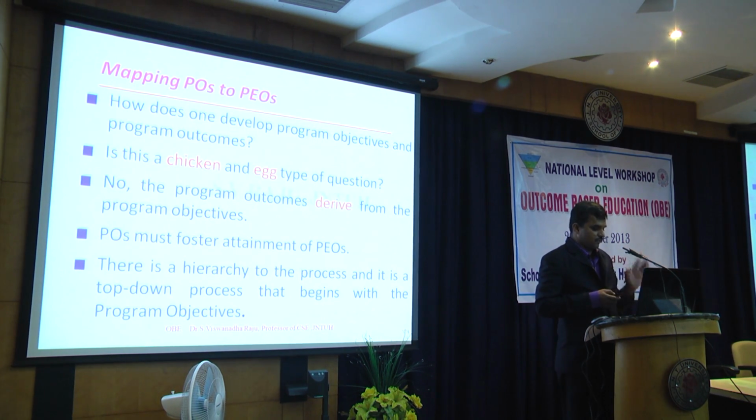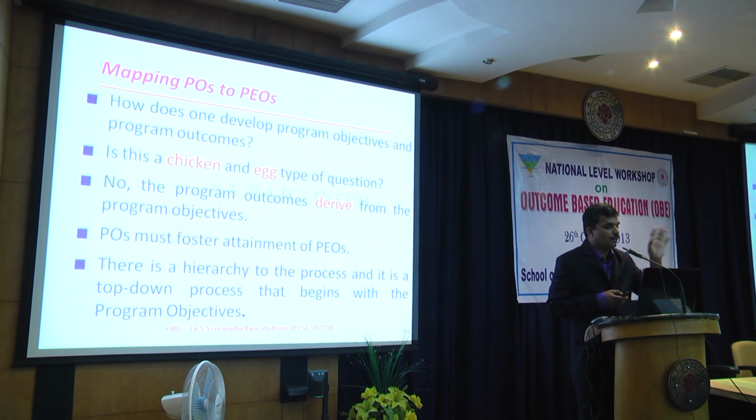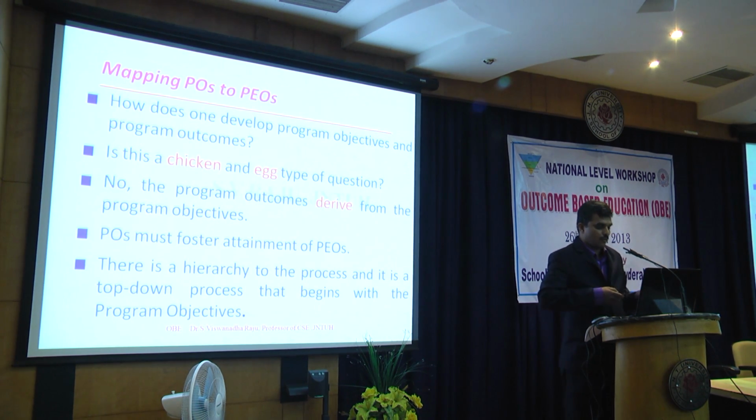Next, POs must foster attainment of POs. When you are defining the POs, you should take care of that. You should think about the program objectives also, not only mission and vision. Already, the objectives have been defined with respect to the two upper levels. Next, the outcomes with respect to the objectives. There is a hierarchy to the process, and it is a top-down process that begins with the program objectives only.